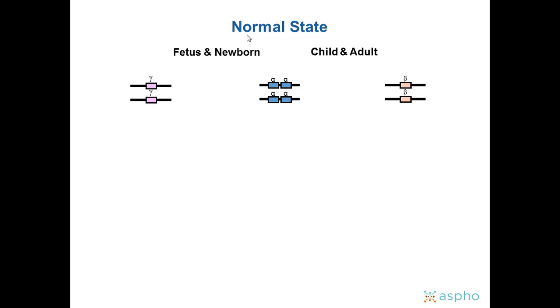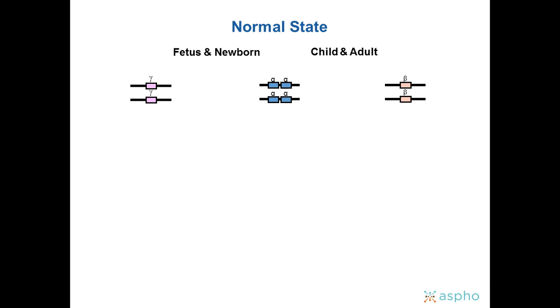Here I'll show you the normal state: these are our alpha globin genes and our gamma globin genes, and our beta globin genes are over here. When we're thinking about children and adults, we're talking about alphas and betas. When we're thinking about fetuses and newborns, we're talking about alphas and gammas. Of course, these gammas are stuck right next to the betas. So this is not a map of the genes on the chromosome, but a conceptual map of what's going on.